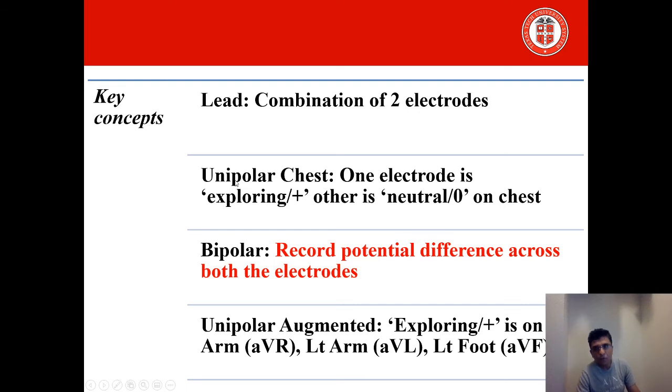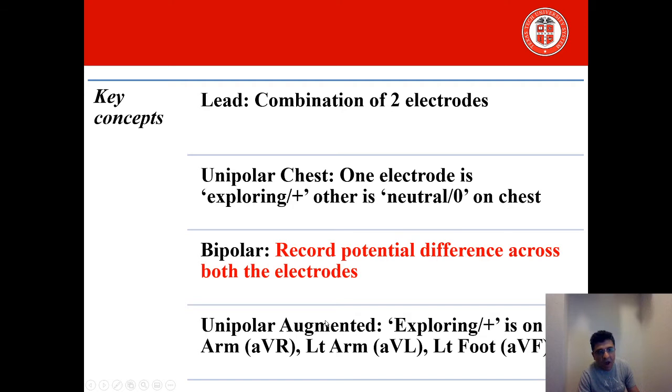Because only one is recording, that's why it's called the unipolar lead. Now, this is what I've been talking about for the last 5-7 minutes: if it's a unipolar chest lead, one electrode is exploring the positive one and the other is neutral, or the 0 one, and here we are talking about the 6 chest or precordial leads. Bipolar, just reading what I've talked about before, records potential differences across both the electrodes, both the positive as well as the negative one.